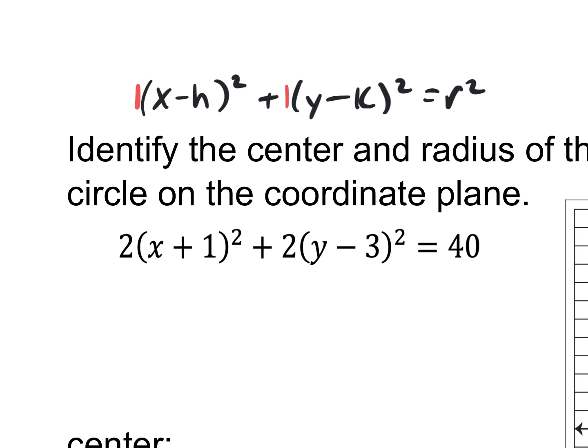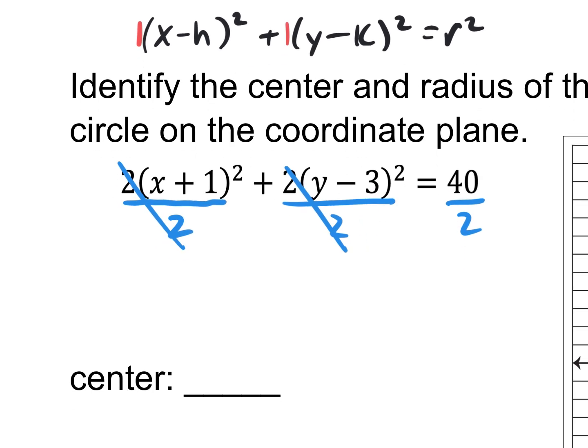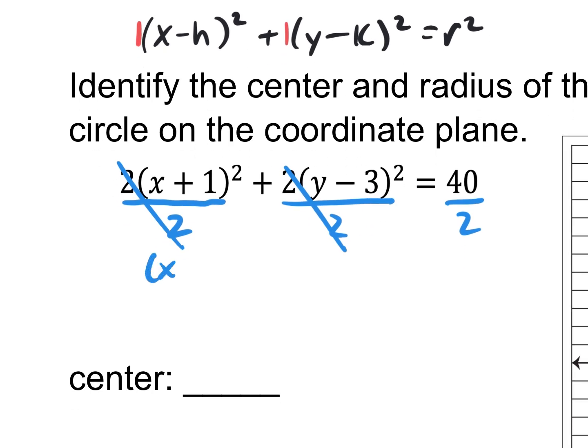And so if I divide everything on this side by 2, not just the first one, but everything gets divided by 2. Okay, it's as if I'm dividing the entire left-hand side by a 2. I have to do it to the same on the right side. So yes, whatever I do to one side, I have to do it to the other. So this would leave me with x plus 1 quantity squared plus y minus 3 quantity squared equals this value of 20.